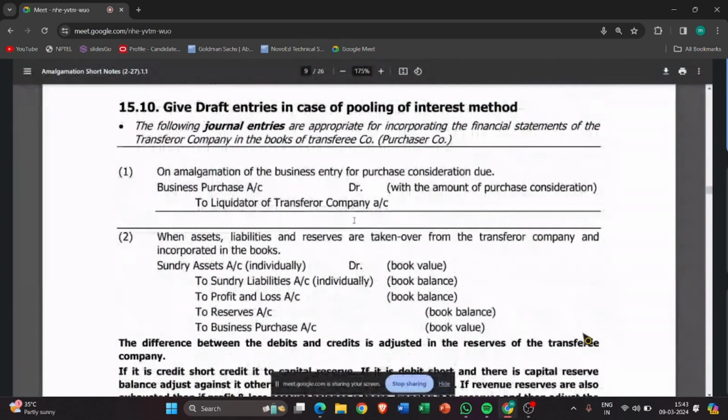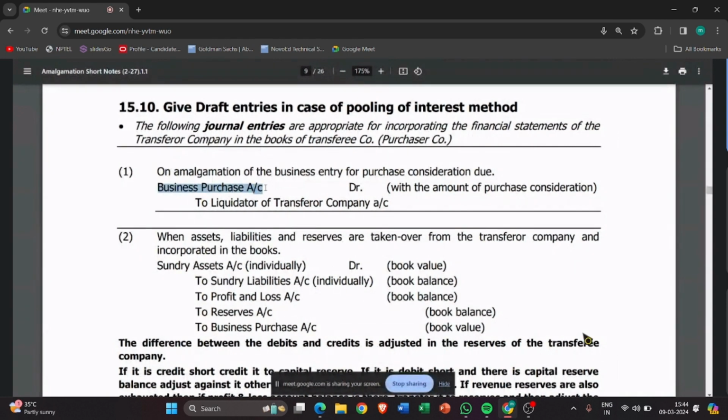So how do we go about? Firstly, in the books of transferee, the first entry is when he acquires the business, when he takes over the business and purchase consideration is due. Purchase consideration, I told you, is nothing but the amount which is paid by the transferee company, purchaser company, to the selling company, that is a transferor company. Whatever is the amount that is given, you will calculate it as purchase consideration amount, and the entry written is business purchase account debit to liquidator of transferor company account. Why?